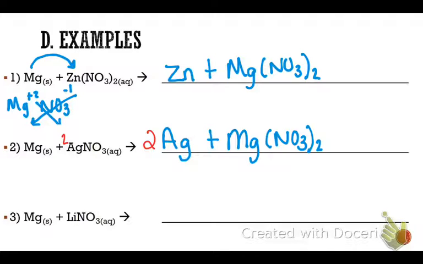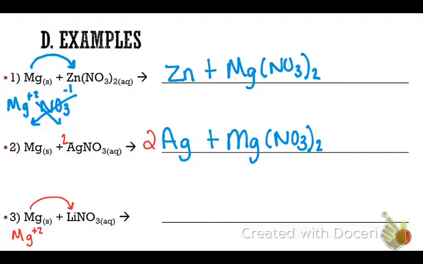Taking a look at the last example working with magnesium, we have magnesium, still a +2 charge. So what's it going to try to replace? That's going to be the lithium. Again, metals replace metals. Like charges replace like charges. So now we have to figure out if this reaction is going to take place or not.